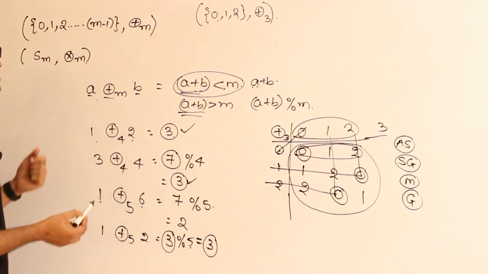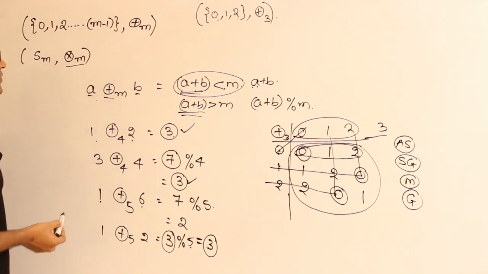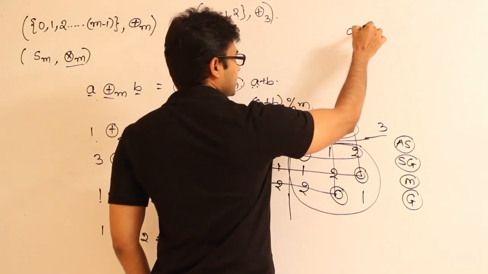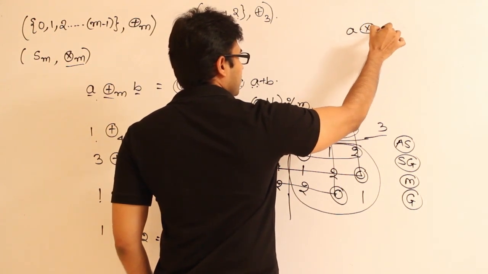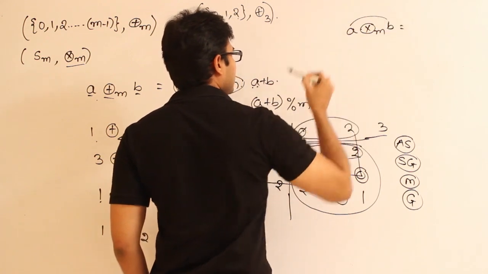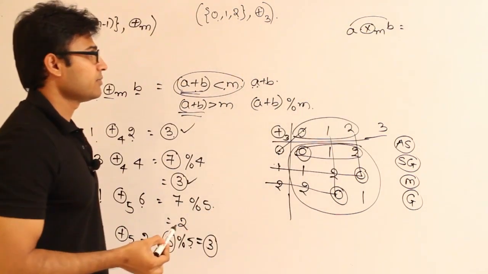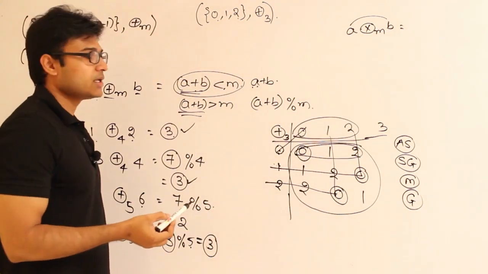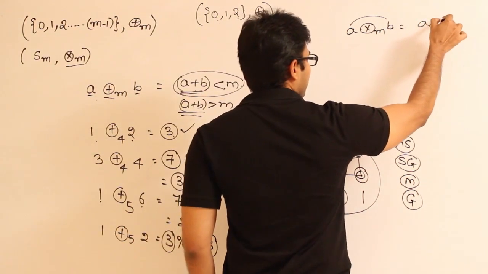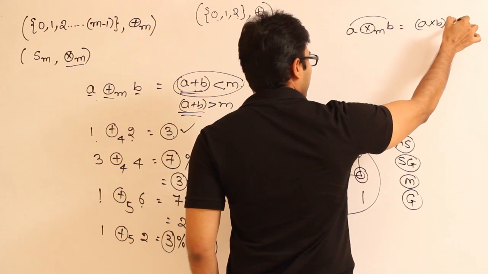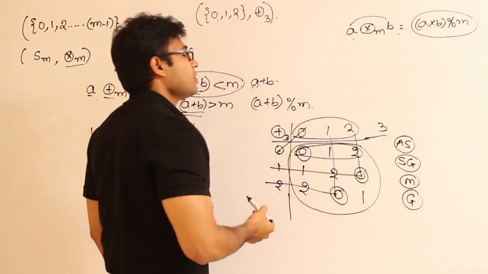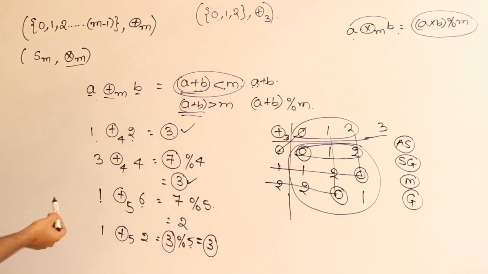And the next one is multiplication modulo m. Here also it is the same, which means if I take two numbers a multiplication modulo m b, it means that you take these two numbers a and b and you multiply them and then you divide with m and you find the remainder. That is nothing but a multiplication modulo m b.